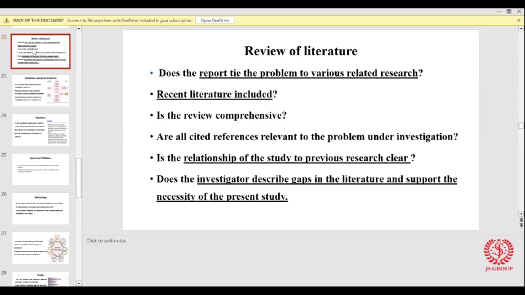Then, are all cited references relevant to the problem under investigation? If you are studying knowledge regarding anemia, all the cited references should be relevant to knowledge regarding anemia only. Anemia-related research should be stated by the researcher and written in the review of literature. Then, what is the relationship of the study to previous research? In what way is it related to the previous research? Clarity should be given by the researcher. Then, does the investigator describe the gap in the literature and support the necessity of the present study?